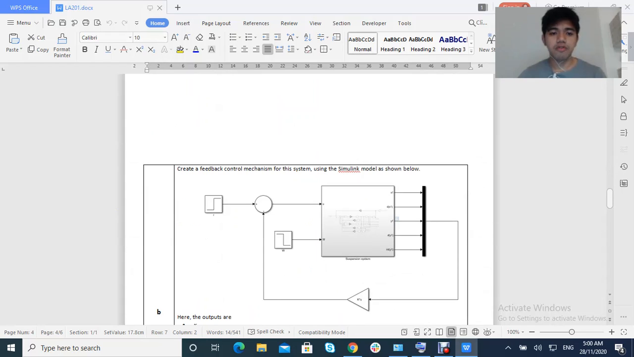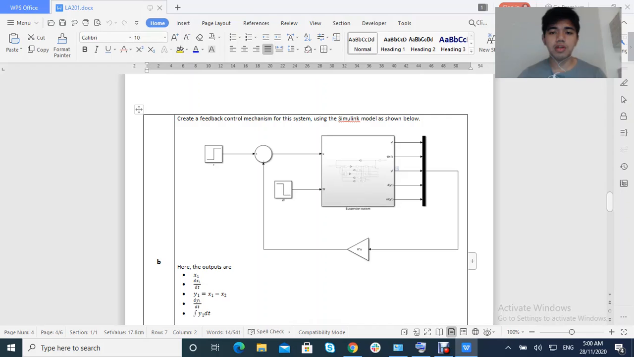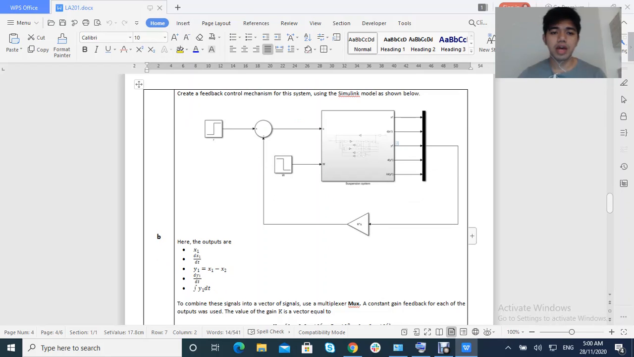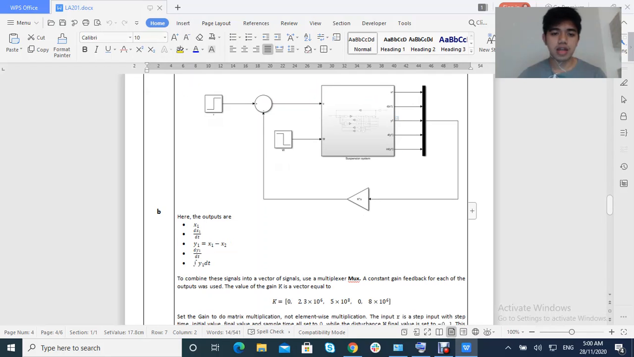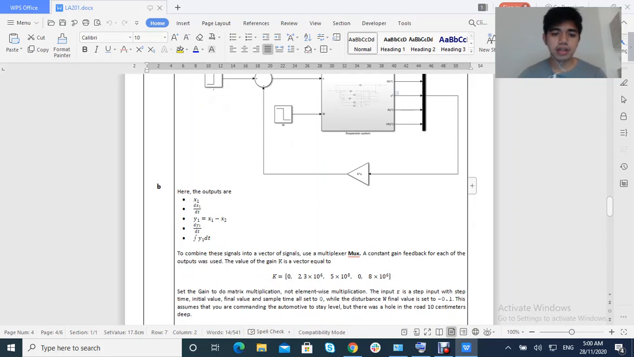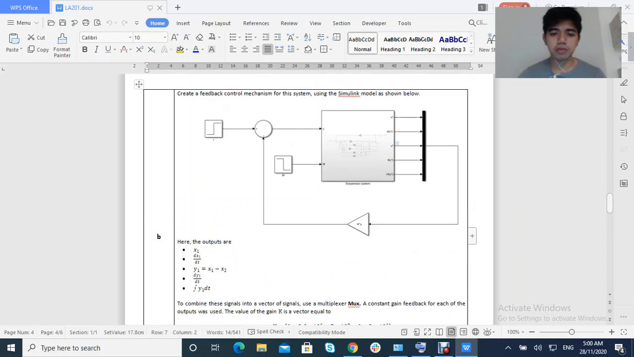For the next question, create a feedback control mechanism for the system using the Simulink model as shown below. As you can see, we have a step signal here, a sum block here, another step signal, a gain, and a MUX. Here the outputs are x1, dx1 over dt, y1 equals x1 minus x2, and dy1 over dt. To combine these signals into a vector of signals, use a multiplexer, or MUX. As you can see here, this will be the multiplexer.